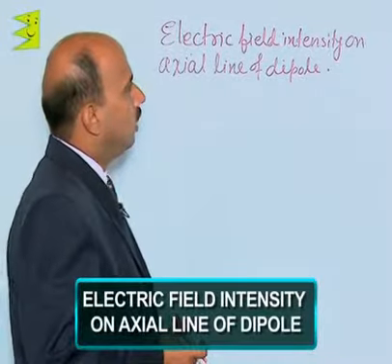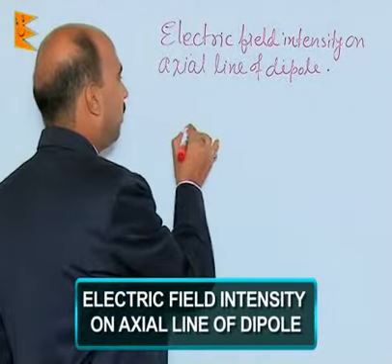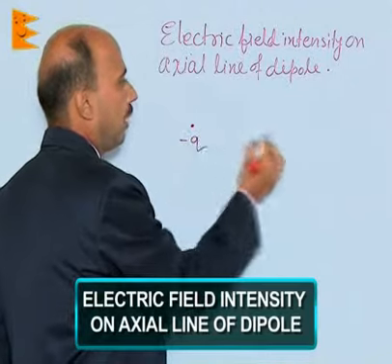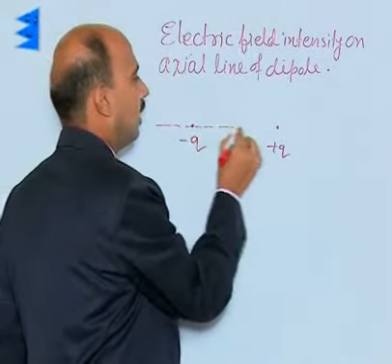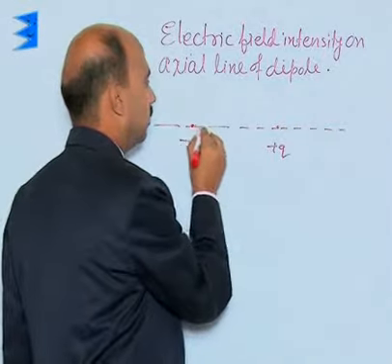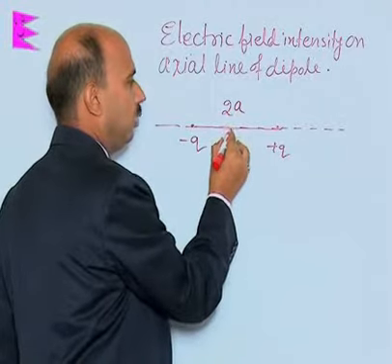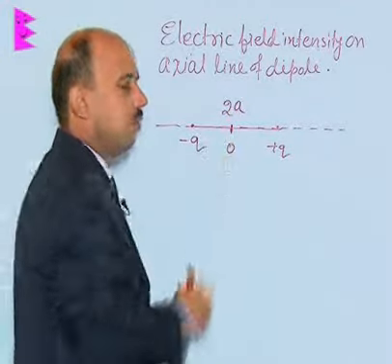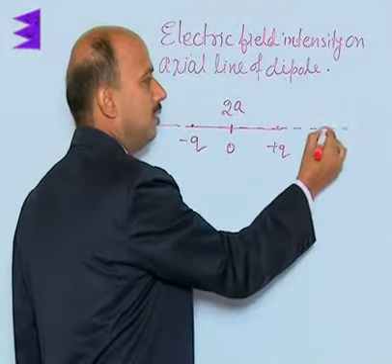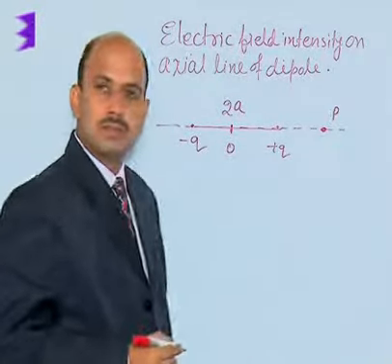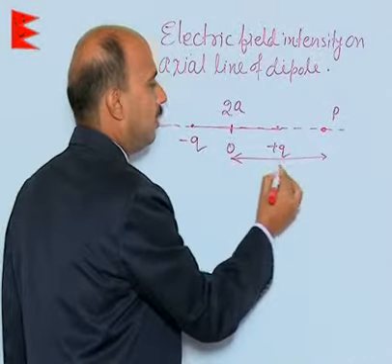Now here we have to calculate the electric field intensity on the axial line of the dipole. Suppose we have taken this charge here minus Q and here is plus Q. And this is the axis of the dipole. This is the distance of separation, this is 2a, that is the center of the dipole. We want to calculate the electric field intensity at this point P, which is located at a distance r from the center of the dipole.